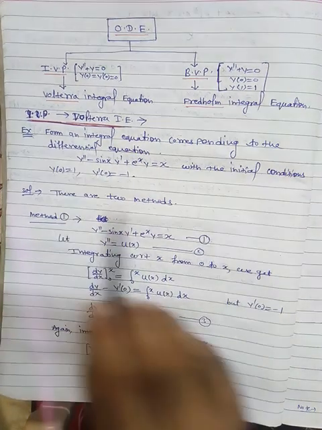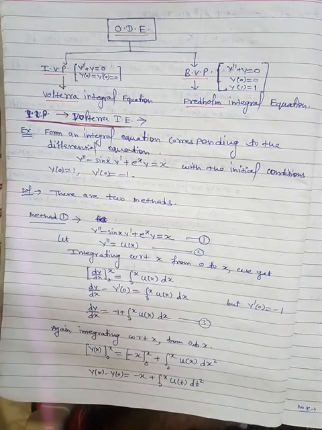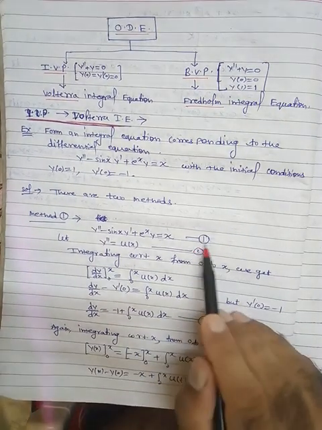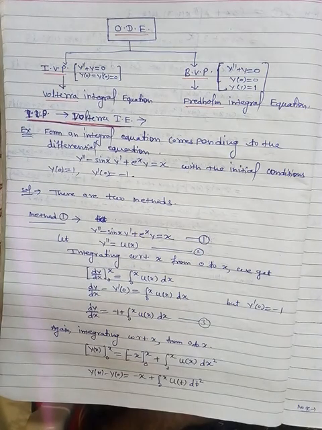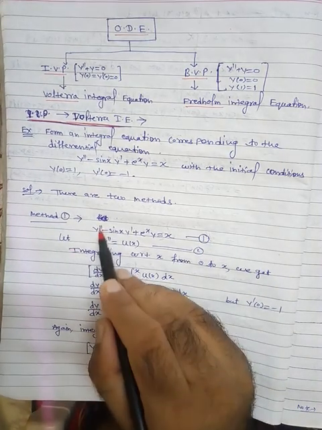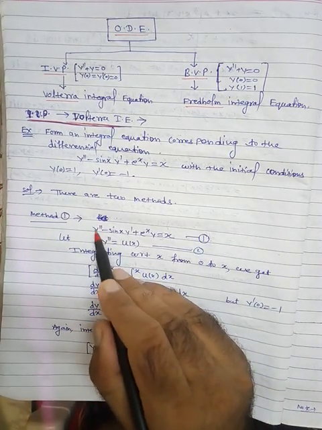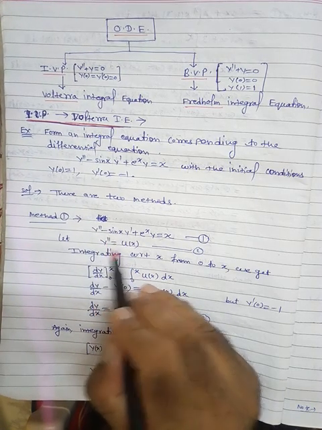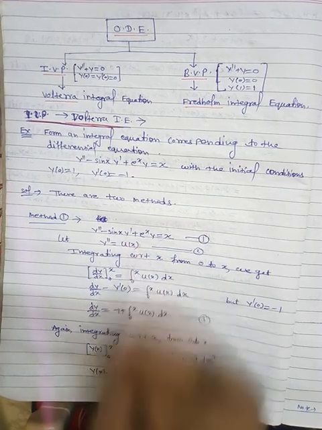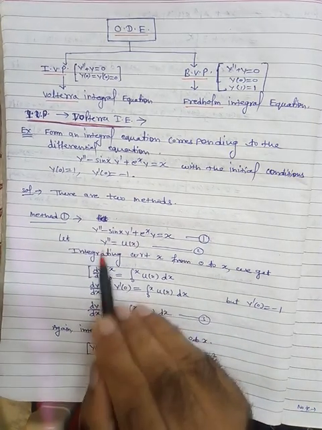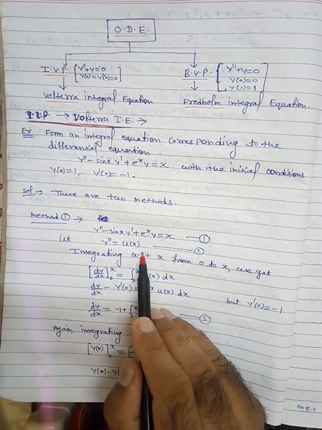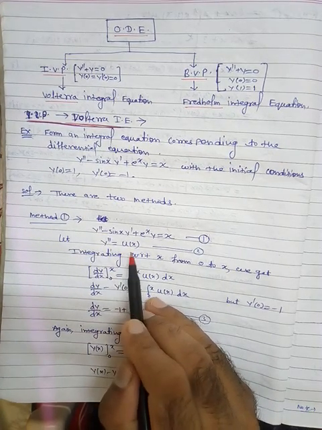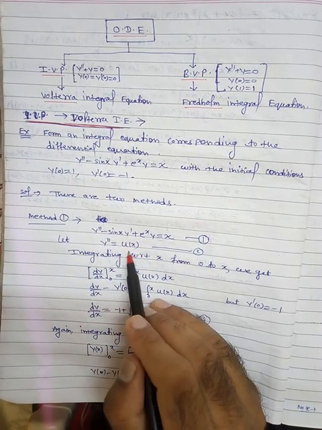Here we have two methods. Method number 1: we take this differential equation, denoted by 1. Now let the highest order derivative of y, which in this case is the second derivative, be represented as a new variable u(x). So suppose y's second derivative is u(x). Always let the highest order derivative of y be another variable, say u(x). Fine, u is a function of x.